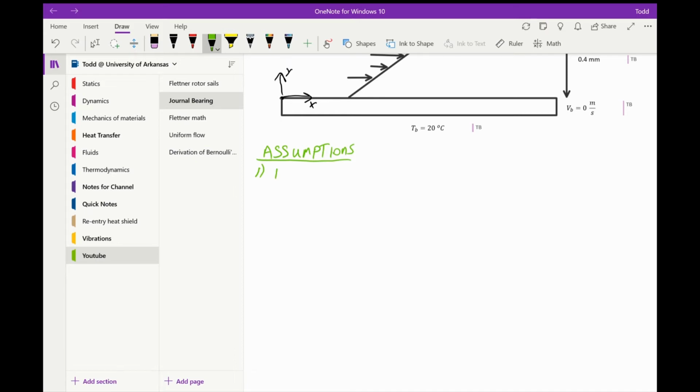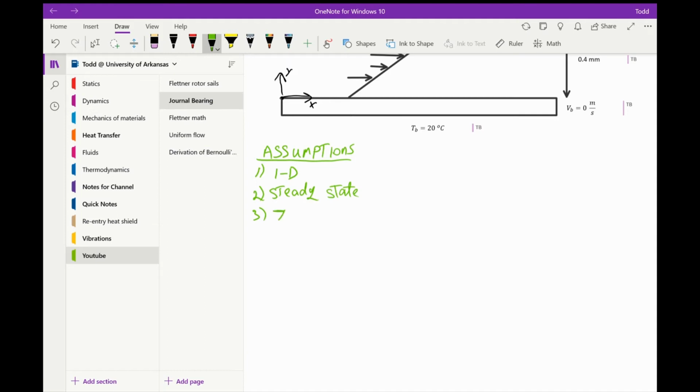The first one, we can assume it's one dimension. The reason we can assume this is because the flow is going in one direction. It is not going in the x direction and the y direction. It's just going in the x direction. For our second assumption, we can assume a steady state, which means the flow rate stays constant throughout the time.